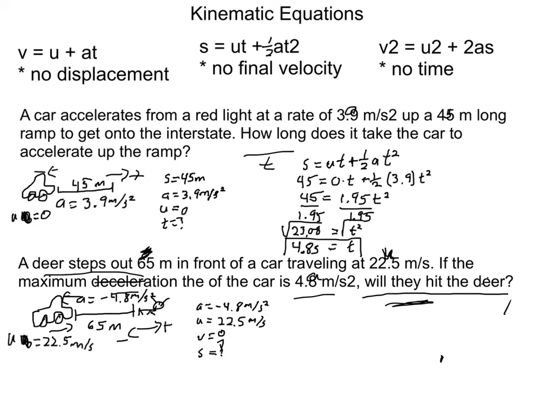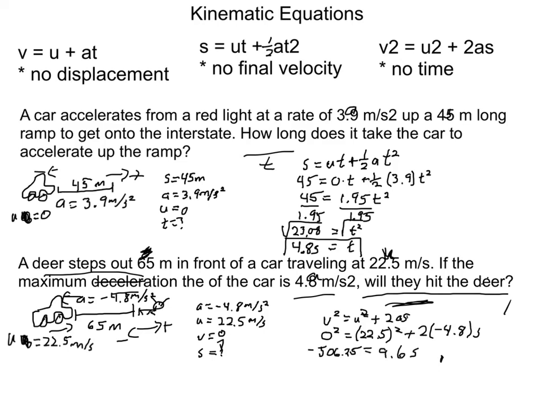So we're going to now solve for S to see if it's less than 65, great, we didn't hit the deer, or greater than or equal to 65, that stinks, we did hit the deer. Now we have our variable bank. Let's pick an equation. Notice I have A, U, V, and S, no time. So I'm going to want to pick the equation that does not have time in it. All right, so there's my equation, and I'm substituting in now to work the algebra.